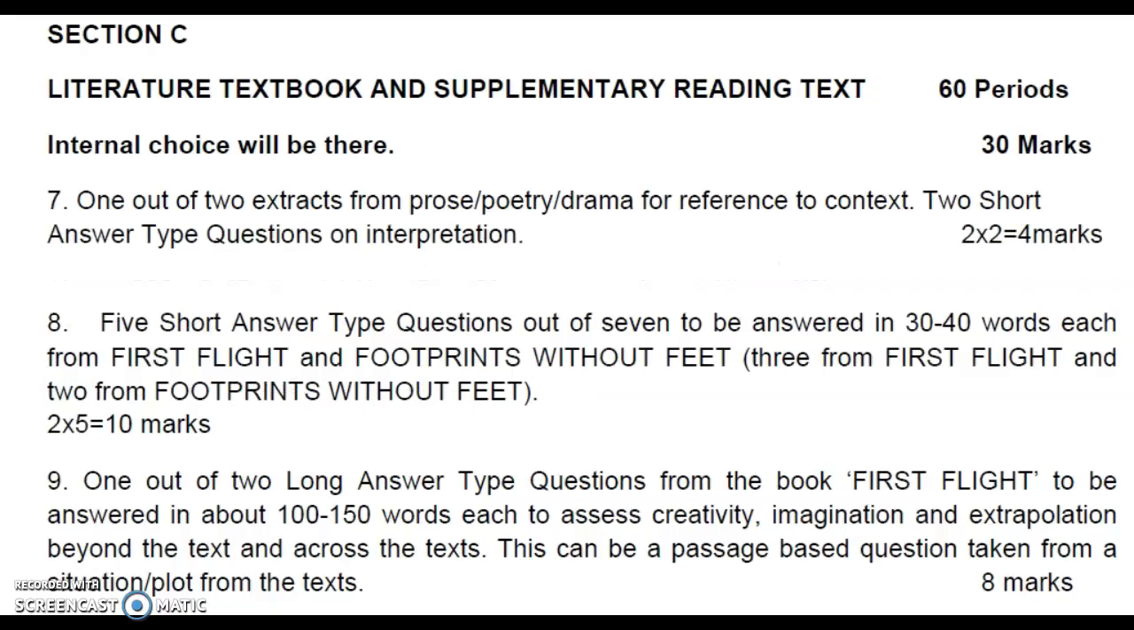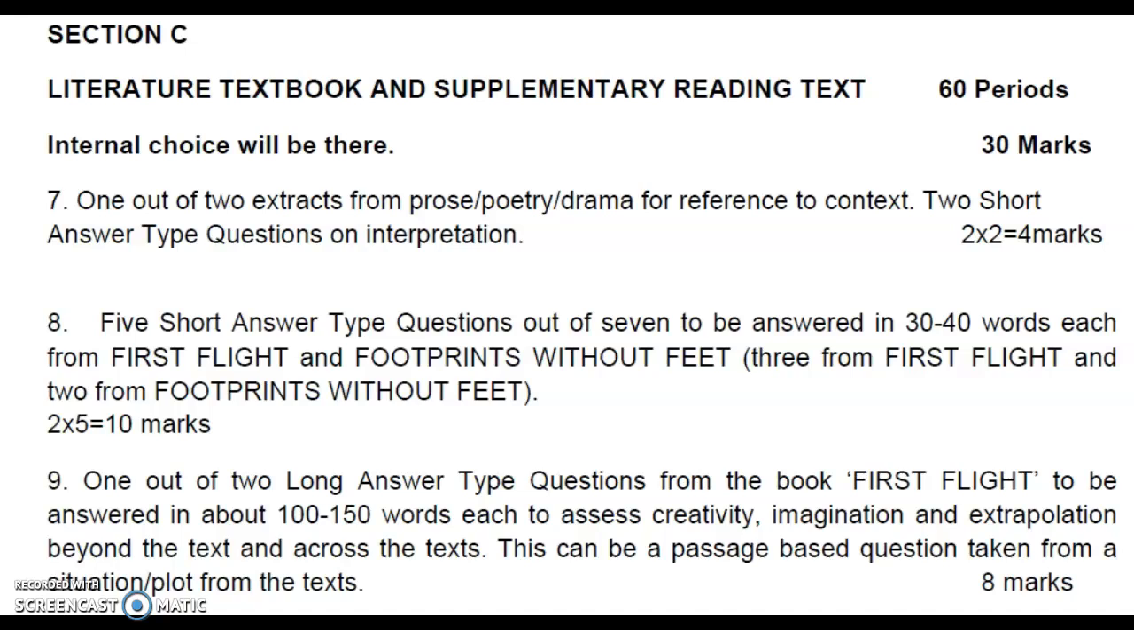Section C is the literature section based on the 2 books, that is the main literature book, First Flight, and the supplementary reader, that is Footprints Without Feet. Question number 7 will have internal choice, 1 out of 2 extracts from the prose, poetry, or drama for reference to context. 2 short questions will be asked, and total marks allocated to it are 4 marks.